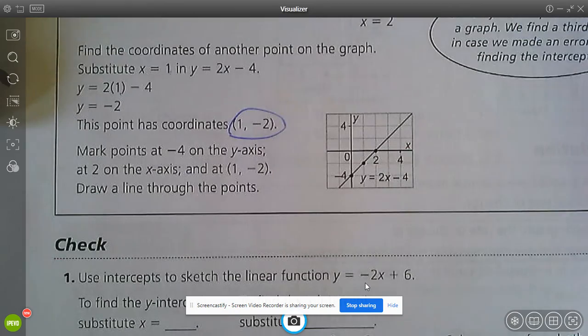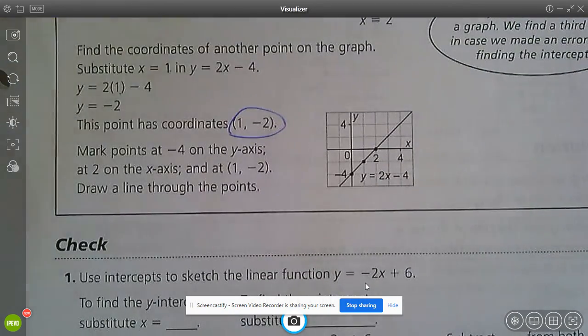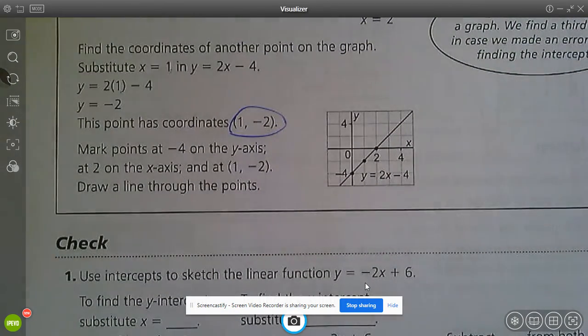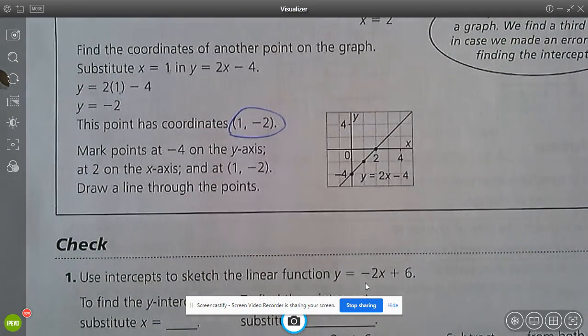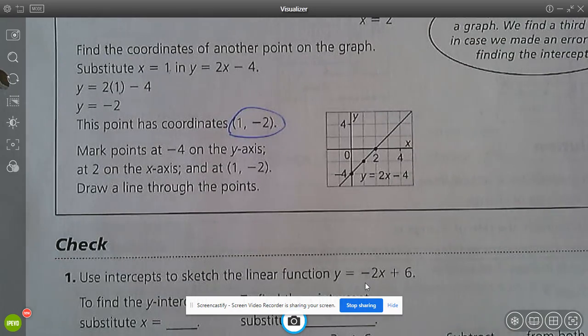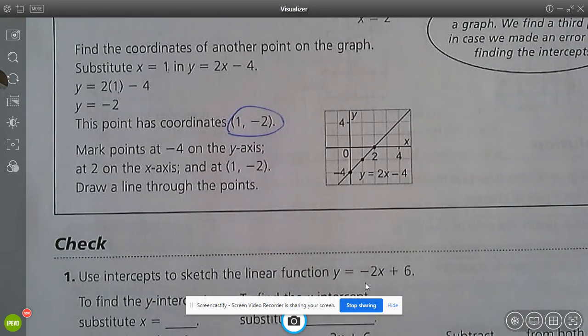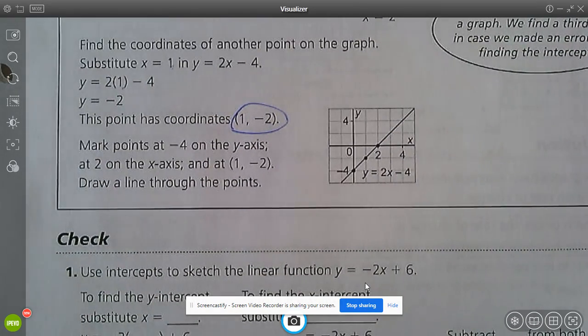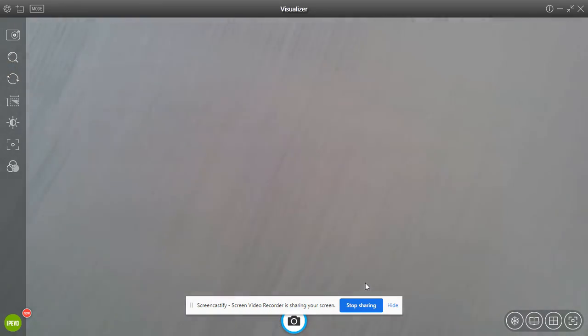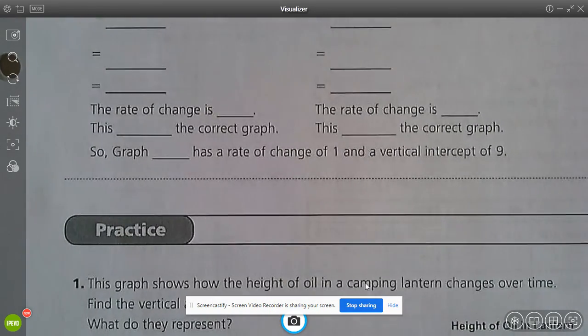Okay, so I'm going to again get you to pause the video now. You can pause the video now and do the check at the top and bottom of the next page. They're going to have you do the x, y intercepts, find a point on the graph, and then create the graph for that. Okay, so I'll get you to pause it, and I'm going to continue on in the lesson. So please make sure you pause right now.